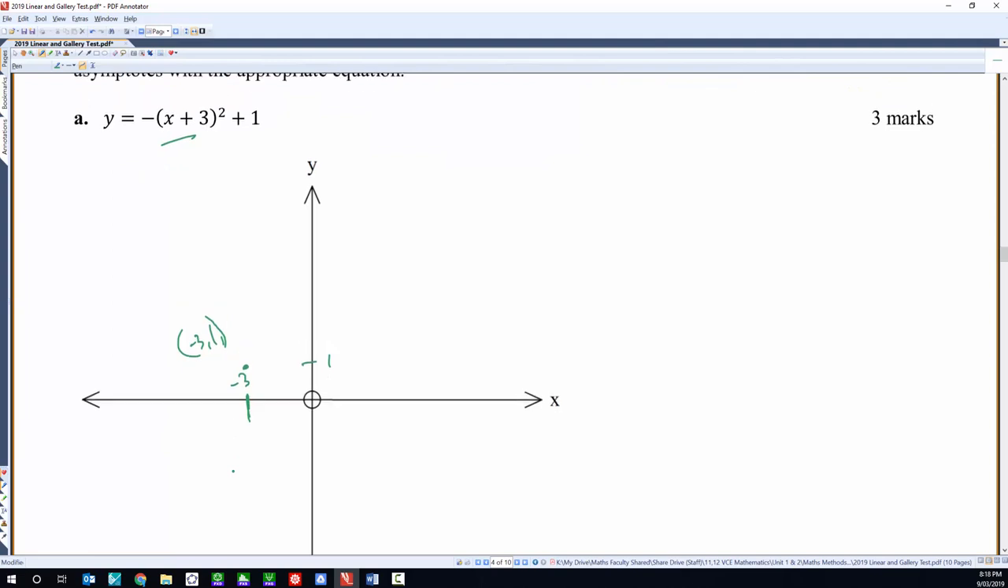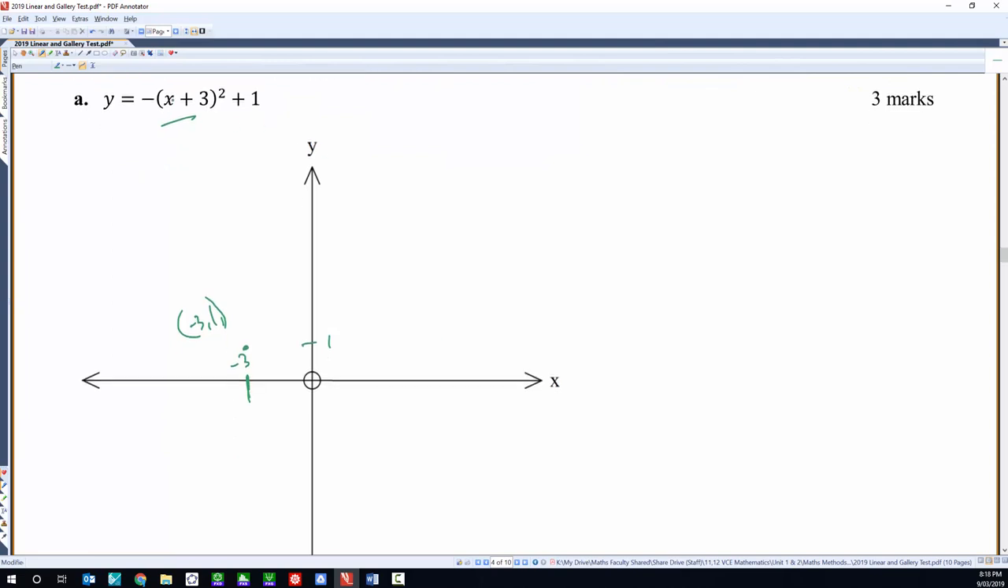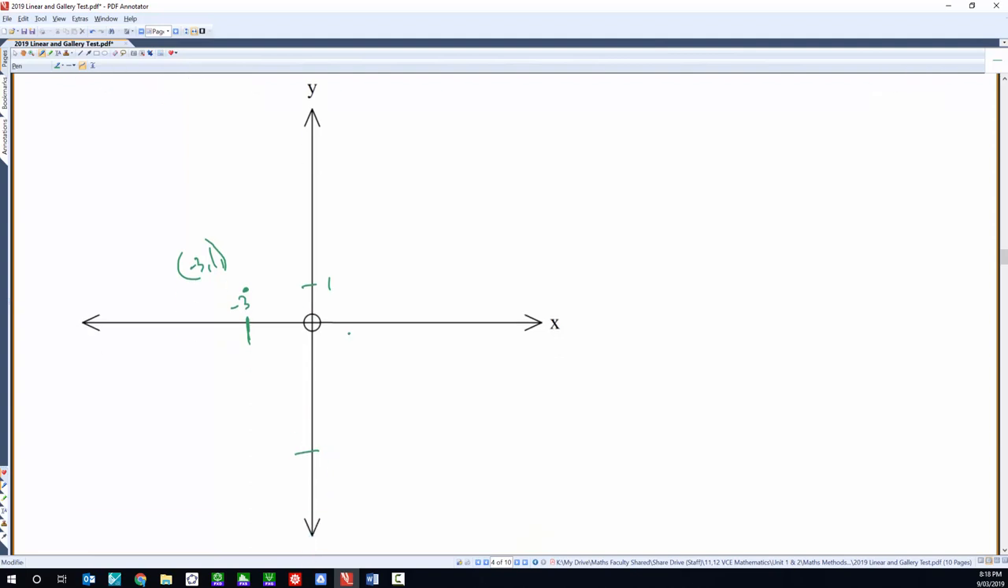So I just need to get the y-intercept. Y-intercept occurs when x is 0. So that's going to be -9 plus 1 is -8. So noting the scale 1, 2, 3, 4, 5, 6, 7, 8, it's going to be pretty low on mine. So here is -8 down here. All right, so it's got to go up and around and through there.